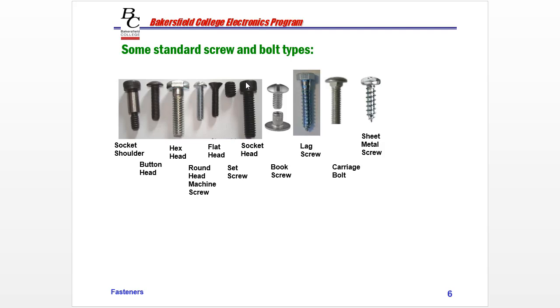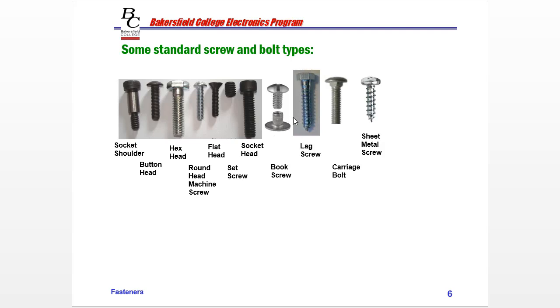So this is our Allen head, our six-sided, kind of a reverse hex head in a way. And then we have a book screw. If you're on a construction site where they have big building plans, a lot of times the plans are held together with these book screws. Here is a lag screw.